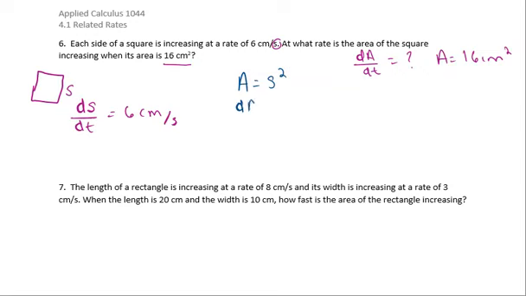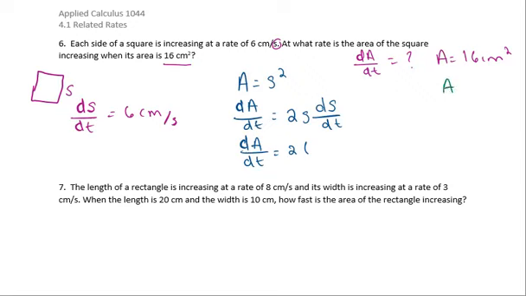The derivative of the area would be dA dt, and the derivative of s squared would be 2s, and then the derivative of s with respect to time, ds dt. Now let's put in what we have, and then we'll figure out what else we need. dA dt is what we're trying to solve for, so that stays dA dt. 2s, I don't have an s. I need to figure out s.